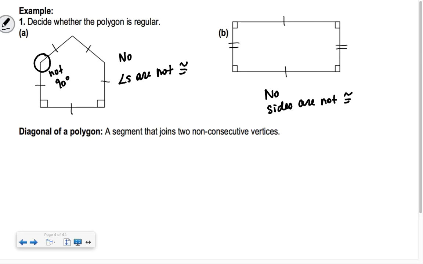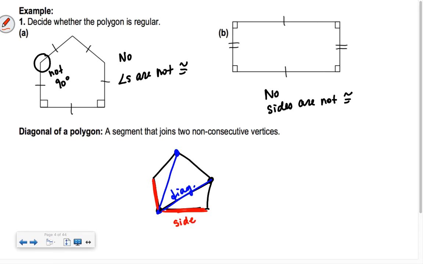All right, a diagonal of a polygon is a segment that joins two non-consecutive vertices. So if I had a pentagon shape, its diagonal would be right here. So this would be a diagonal, and this would be a diagonal. However, the ones I'm drawing in red here would not be diagonals. What would those be called?